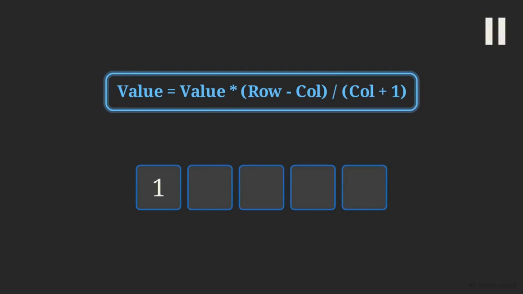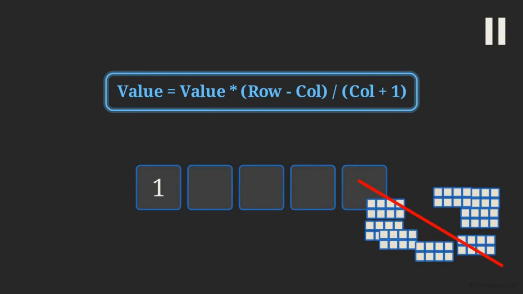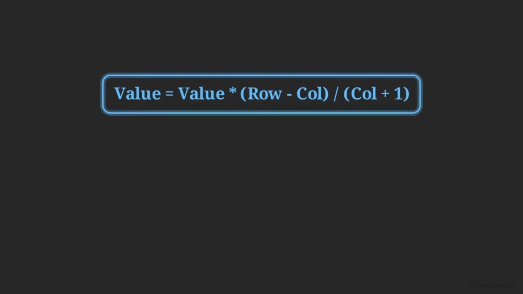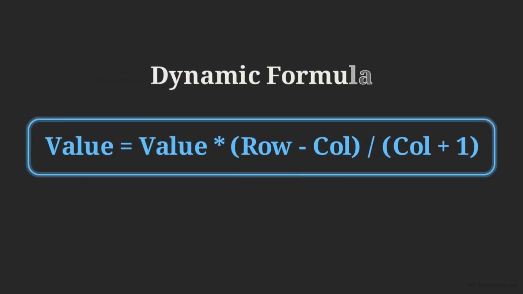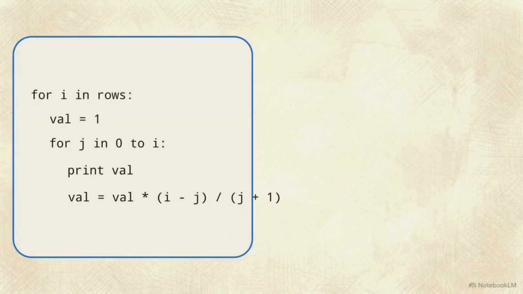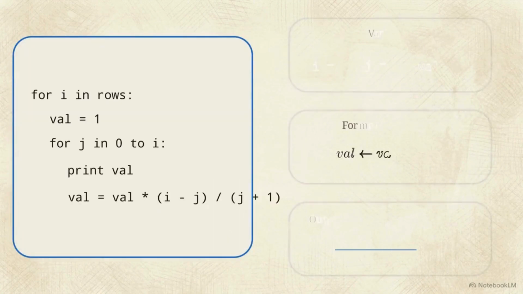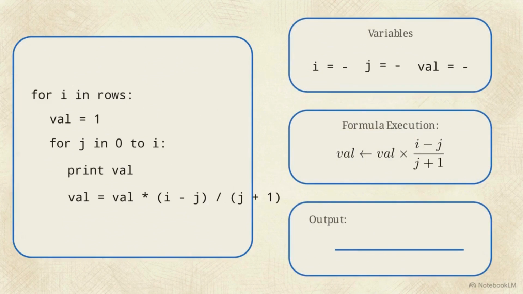Pause the video here and try it. Use this formula to manually generate the numbers for row 4 to see if the math holds up. By using this ratio to calculate values on the fly, we eliminate large memory arrays. We've turned a storage problem into a direct calculation. To prove this logic works in any language, let's look at the pseudocode. We've stripped away the specific syntax to focus on the pure logic and variable flow.